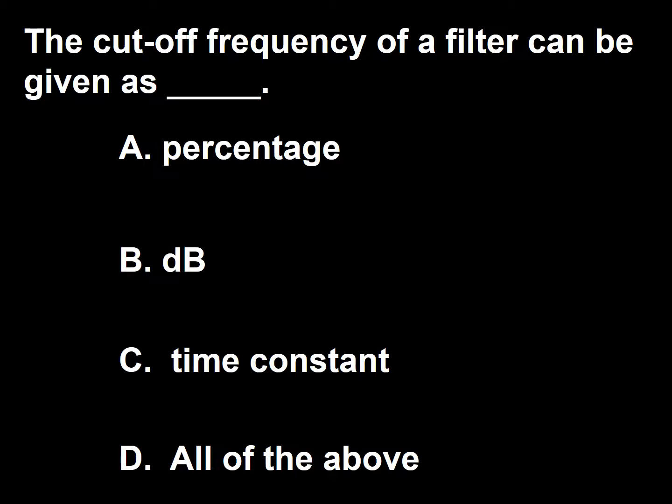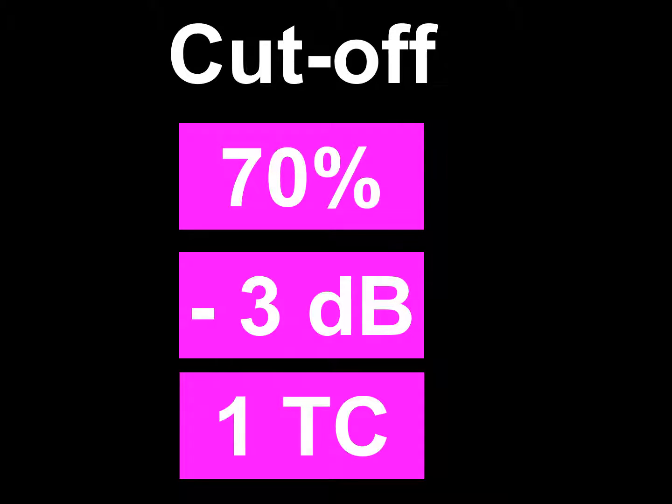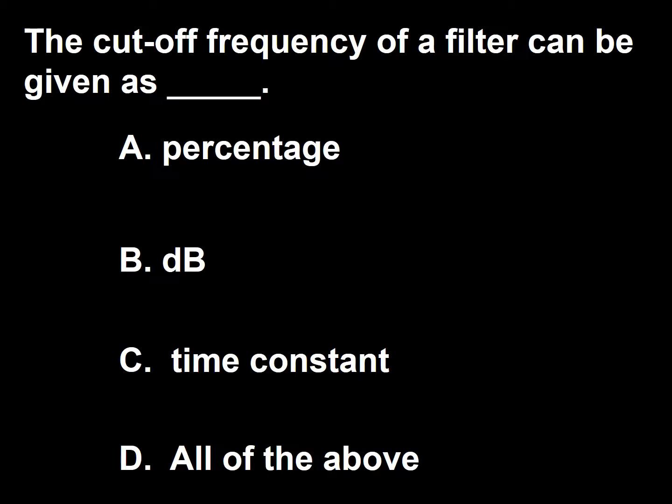Next question. The cutoff frequency of a filter can be given as A, percentage, B, dB, C, time constant, D, all of the above. The cutoff of a filter can be given as a percentage of amplitude drop, as dB, or as time constant. So the answer to this question is D, all of the above.